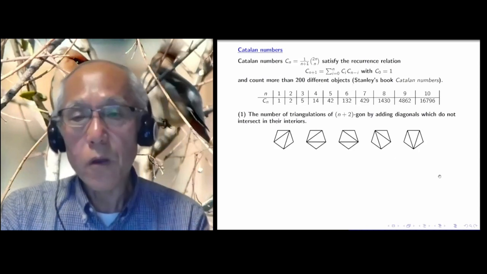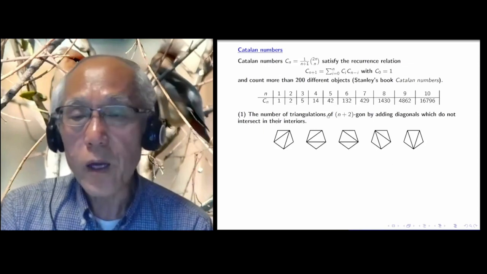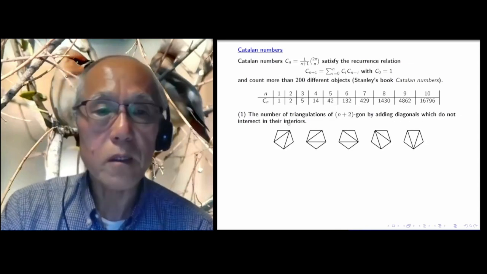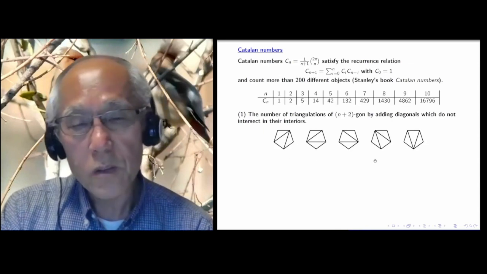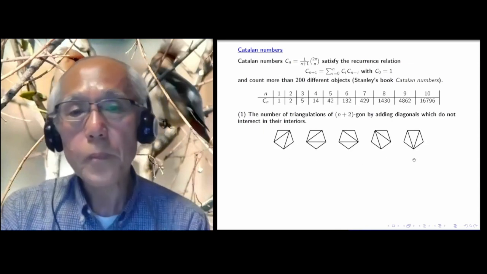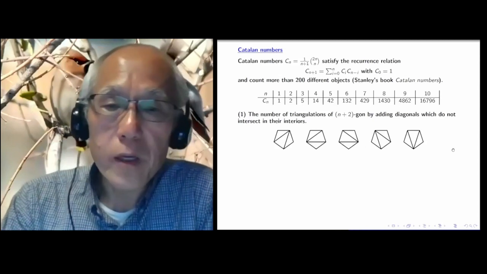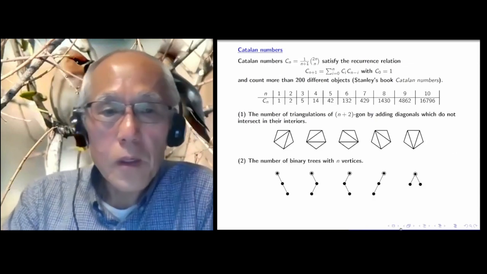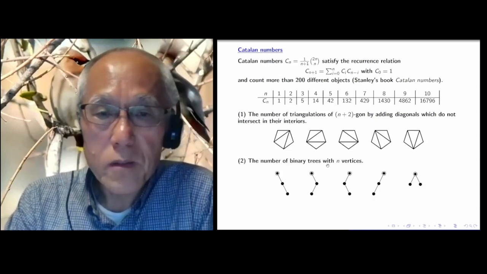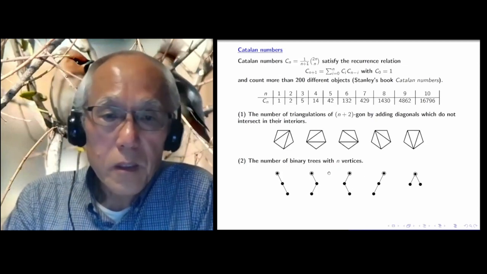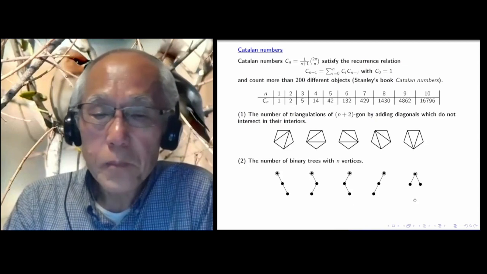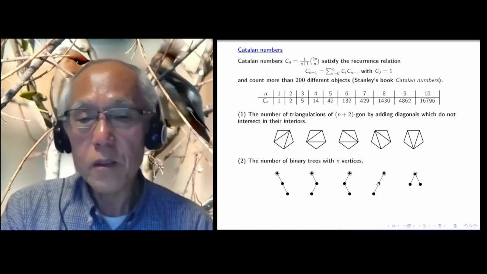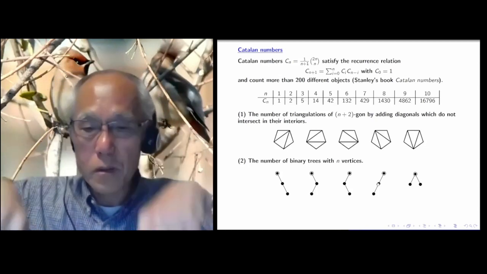So I give you 3 examples. The number of triangulations of an (n plus 2)-gon by adding diagonals which do not intersect in their interiors. There are 5 triangulations of a pentagon. And also the number of binary trees with n vertices. This is the case where n is 3. Binary trees, I think you know that. At each vertex, there are at most 2 children.